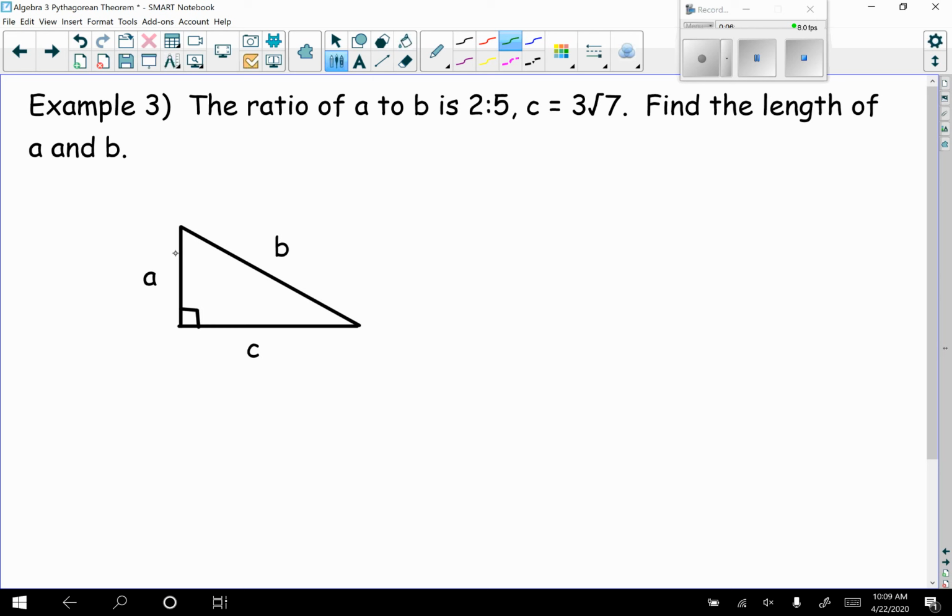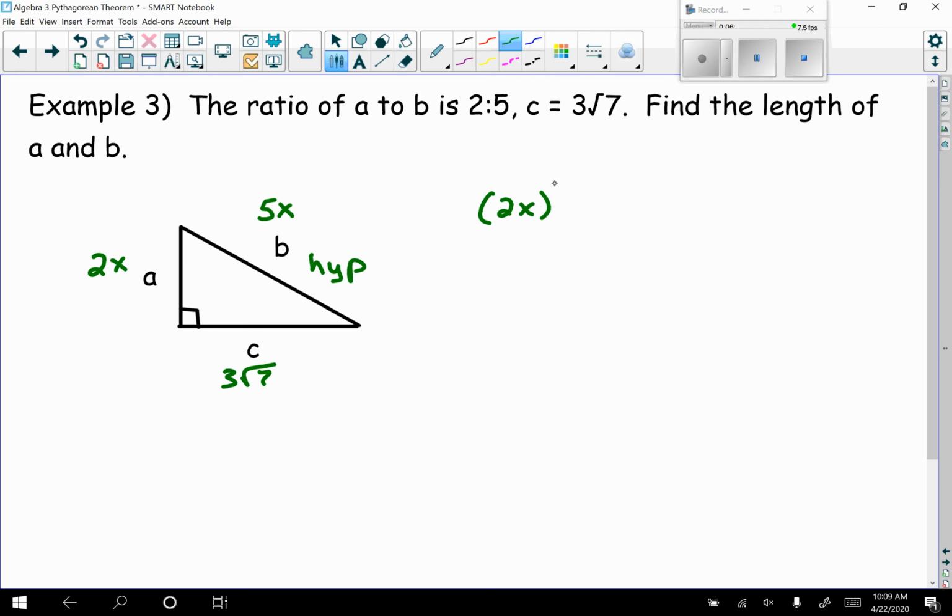So I'm just going to call side A here a length of 2x. I'm going to use a universal variable here, which would make B 5x. And then C down here is 3 radical 7. So again, this is a good example where C is not always going to be the hypotenuse. B is our hypotenuse here. So I'm still going to take the two legs and square them. So I'm going to get, and I'm going to use parentheses here.